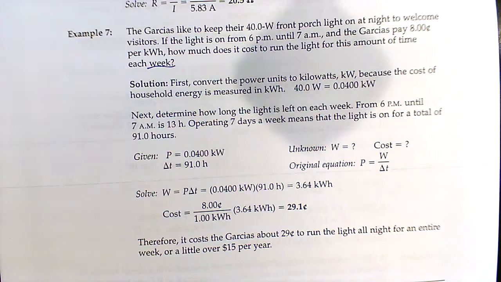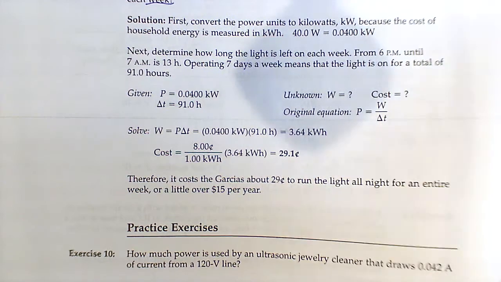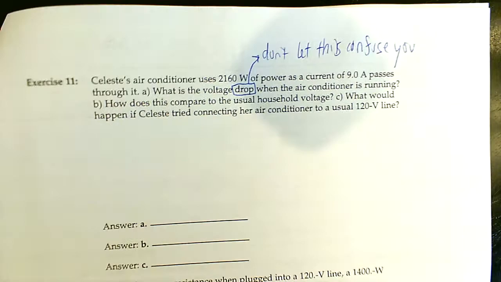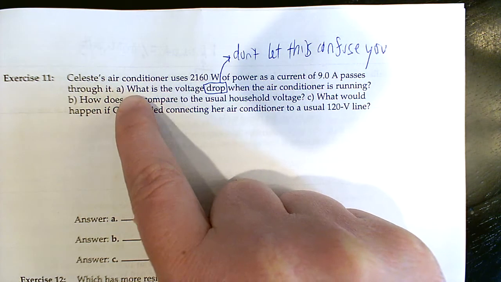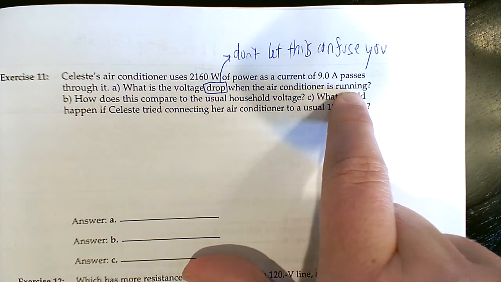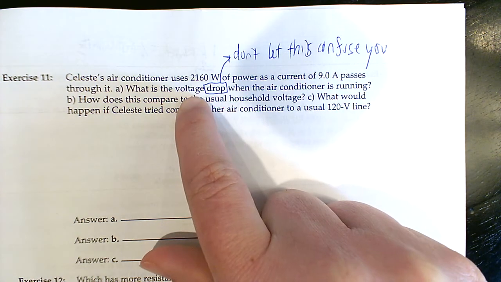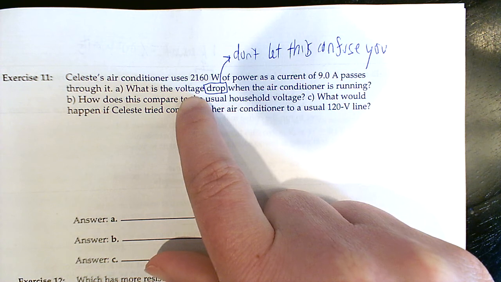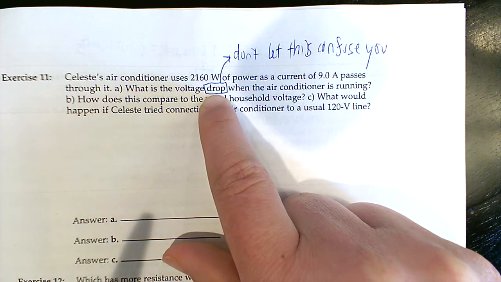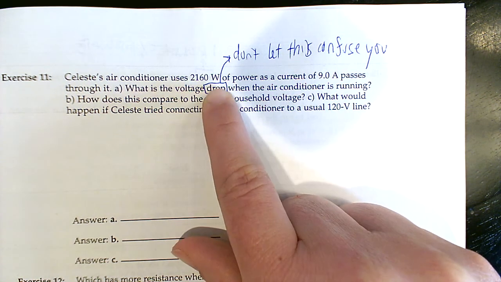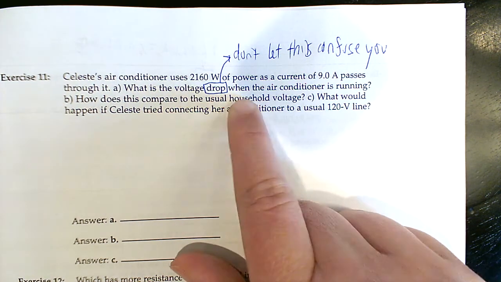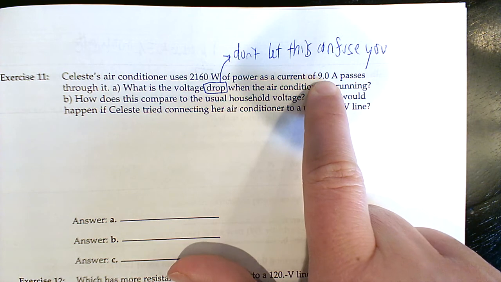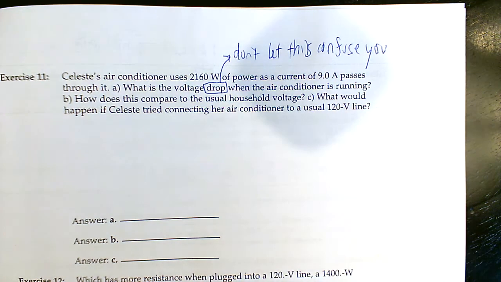Okay. So a couple things I want to point out to you guys before we go again. On number 11, their wording here, I looked at it and I thought it might confuse you. It says, what is the voltage drop when the air conditioner is running? Remember, voltage is just the potential difference. Remember, difference means subtract or how much it drops. So if you want to cross out that word drop, it doesn't make any difference. Okay, so you're basically saying what's the voltage when the air conditioner is running with that much current and that much power. Okay, so don't let that word kind of mess with you.